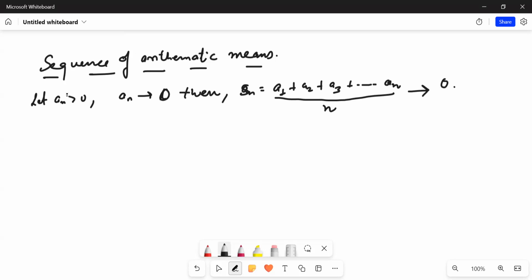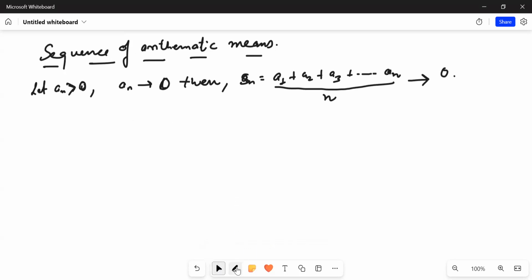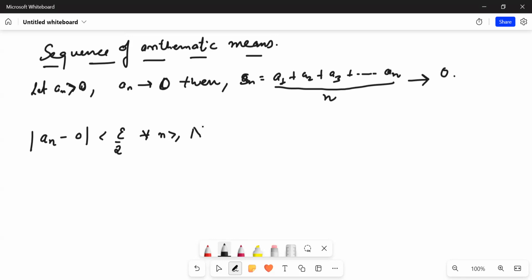Let us see how. I understand that an converges to 0. That means the modulus of an minus 0 can be made less than epsilon by 2 for all n greater than or equal to some natural number, let us say capital N. What does it imply? It implies that the modulus of an can be made less than epsilon by 2. It implies that the modulus of an+1 can also be made less than epsilon by 2, and so on and so forth.